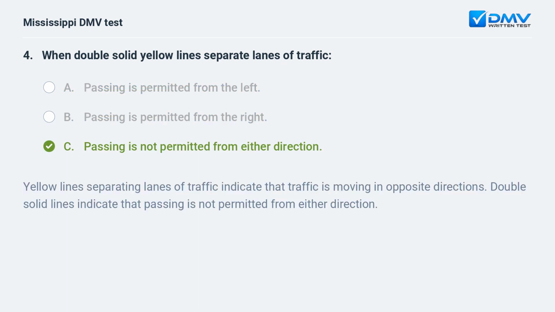C. Passing is not permitted from either direction. Yellow lines separating lanes of traffic indicate that traffic is moving in opposite directions. Double solid lines indicate that passing is not permitted from either direction.